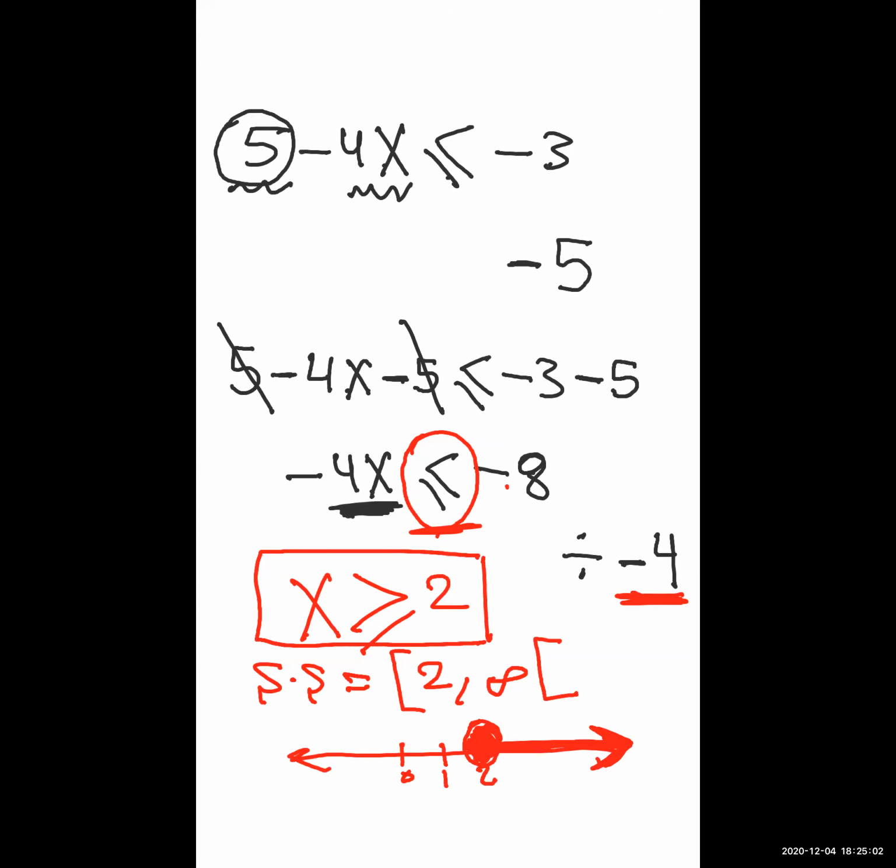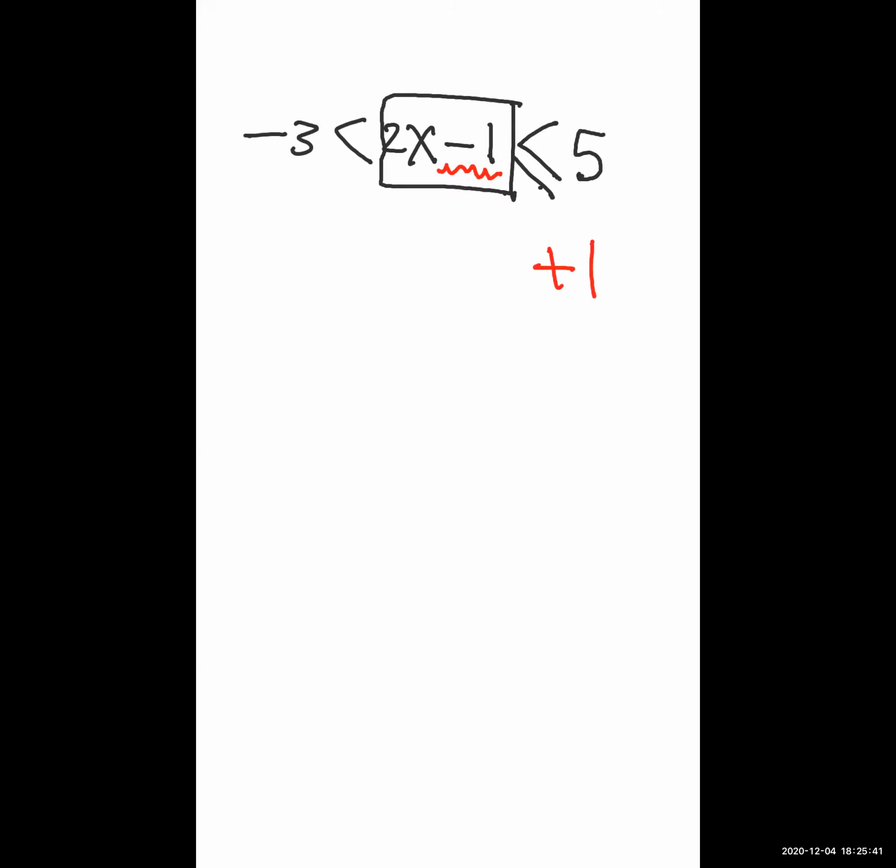Then more examples. If I'm going to solve this one, negative 3 less than or equal 2x minus 1 less than or equal 5. Okay, in this case, guys, I care about the middle term, 2x minus 1. Now there is a number here, which is negative 1. So I want to remove this negative 1. So simply I have to add 1 to all sides.